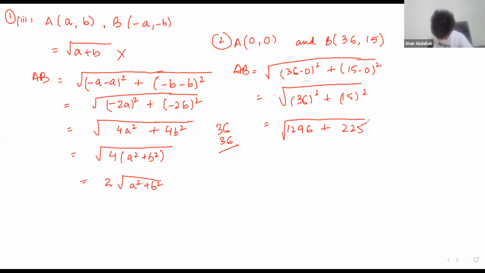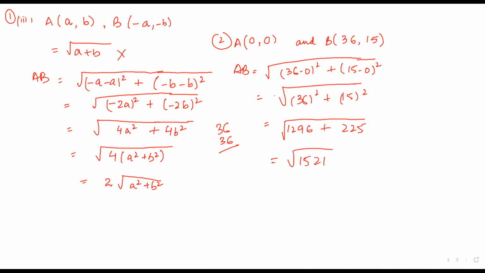Now add them. 1521. So square root 1521. Now take its square root. I don't know how to. Oh, you have learned it. You forgot?